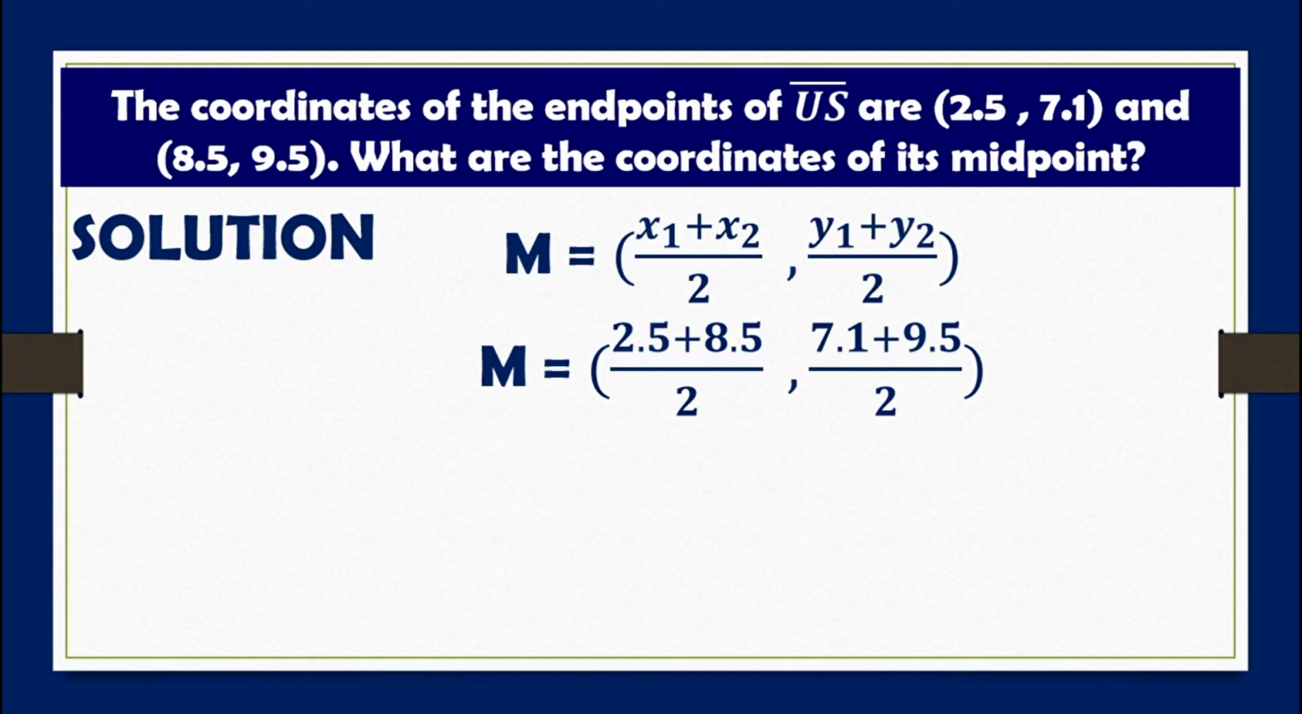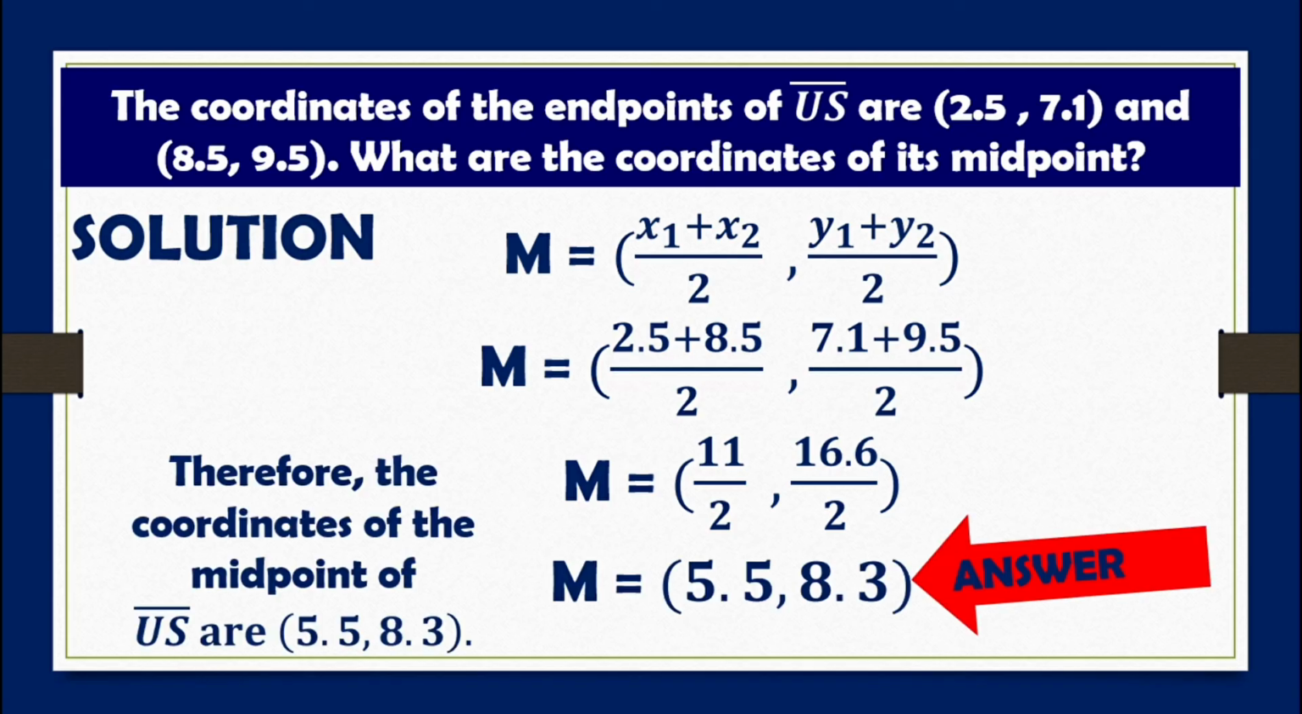2.5 plus 8.5 divided by 2, that is 11 halves, while 7.1 plus 9.5 all over 2, that is 16.6 over 2. Therefore, the coordinates of our midpoint of segment US are 5.5 and 8.3.